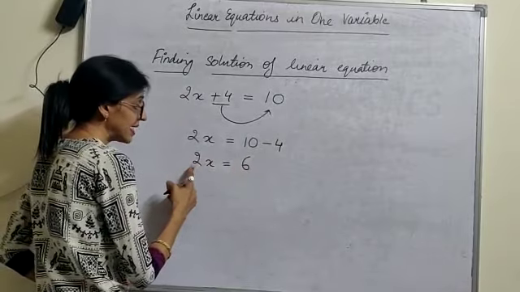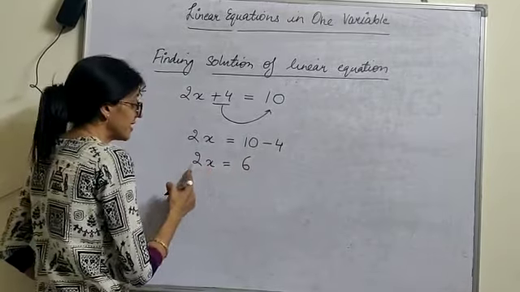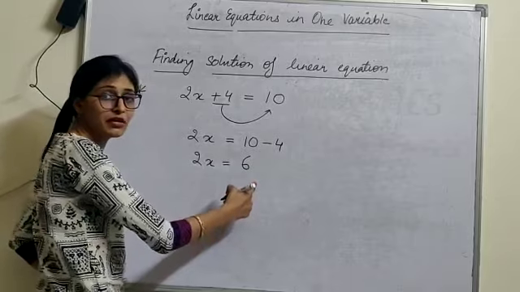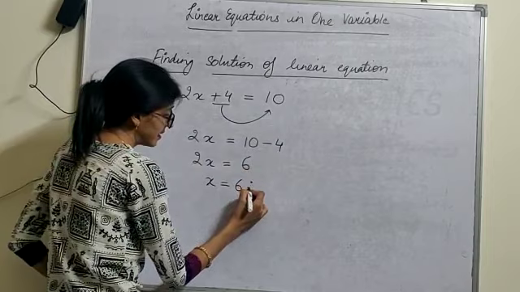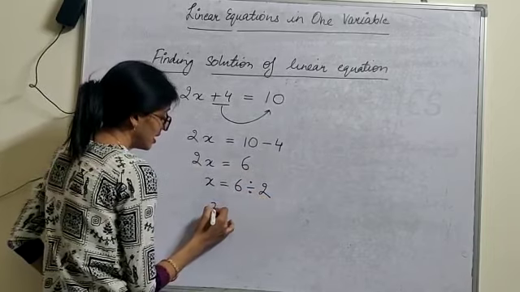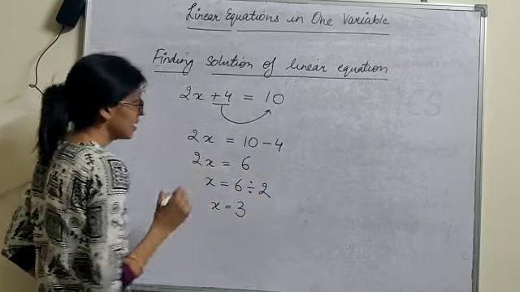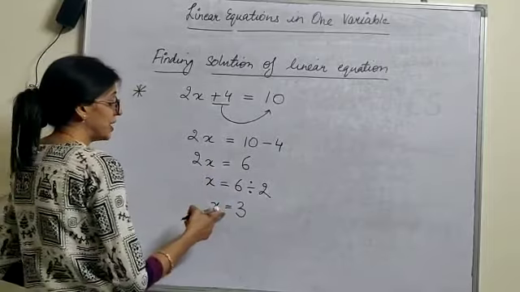Now again 2 is in multiplication with x. When I take it to right hand side, it converted into division. So x equals to 6 divided by 2. X equals to 3. If you want to check, you need to verify.